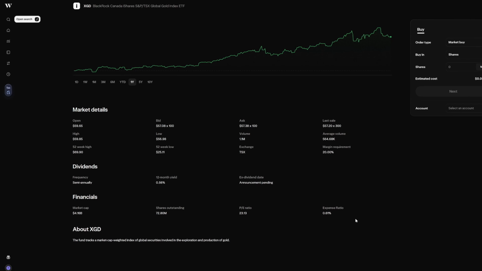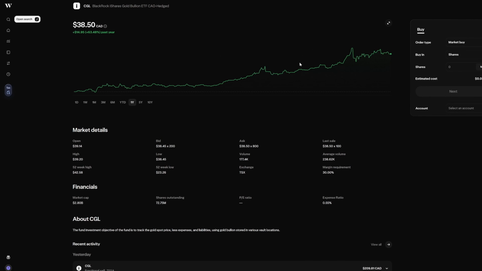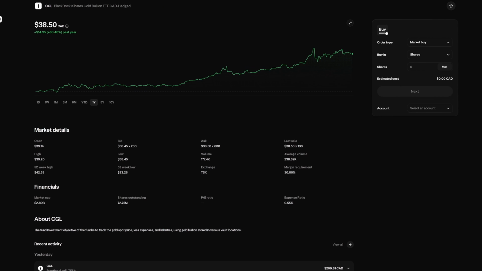Now, let's actually buy one using Wealthsimple. Open the Wealthsimple app and go to your TFSA account. Tap the search icon and type the ticker of the ETF you want to buy. For example, CGL. You'll see the ETF page showing the price chart, fund description, and expense ratio. Tap Buy. Enter the dollar amount you want to invest.